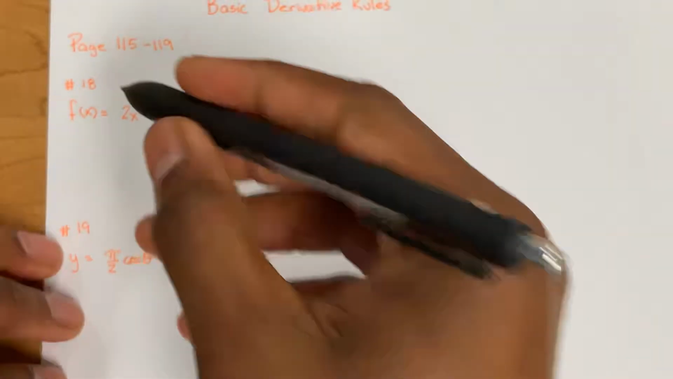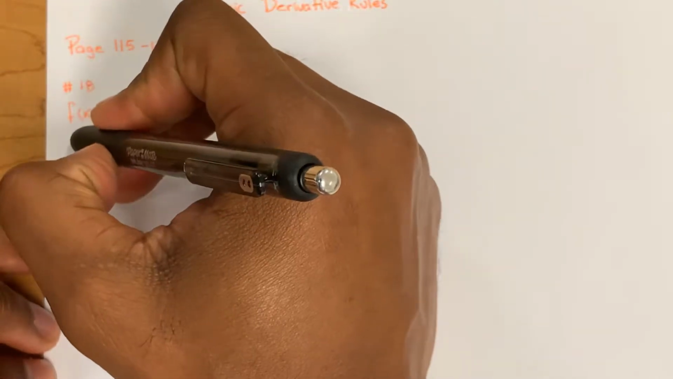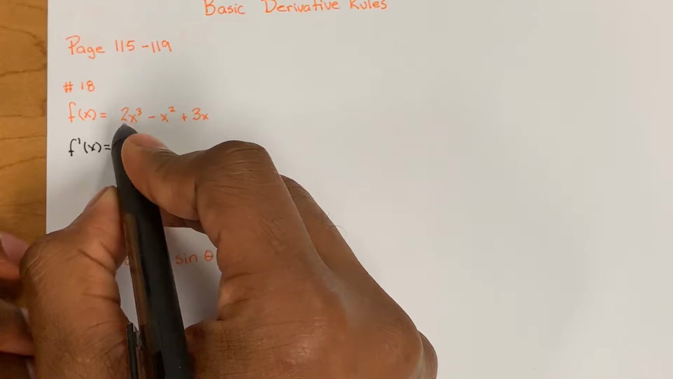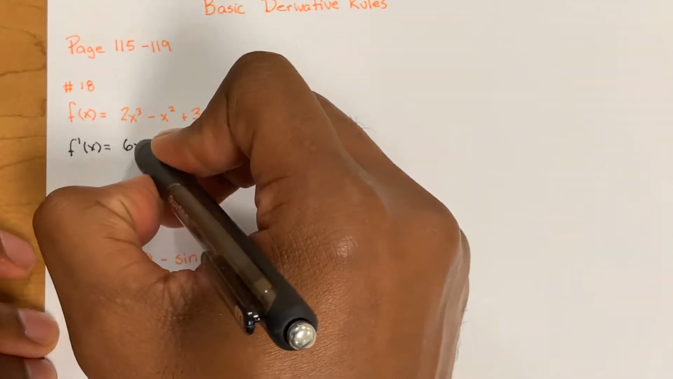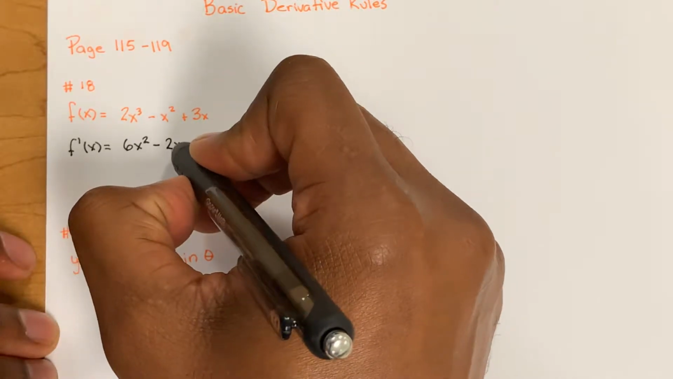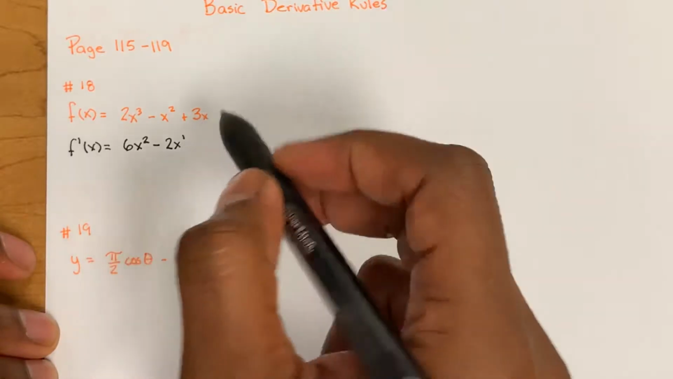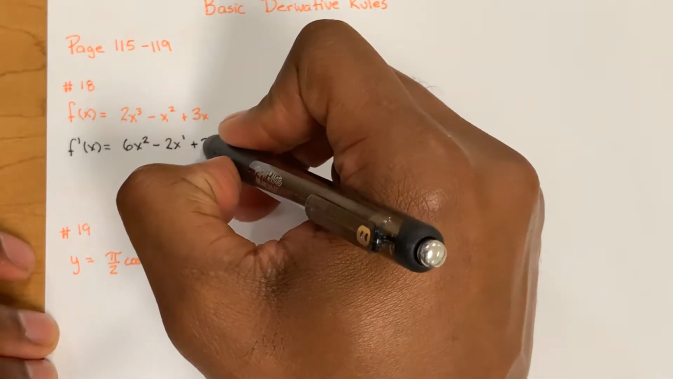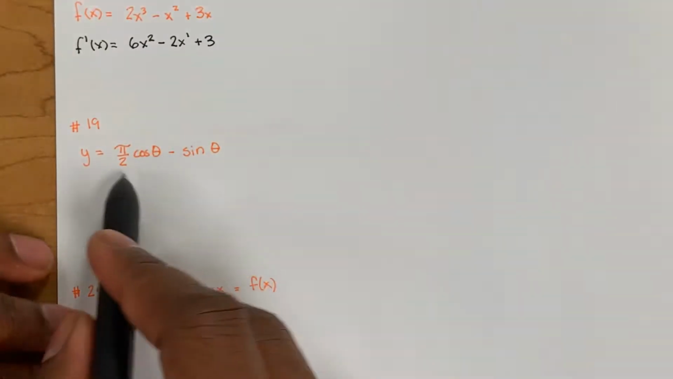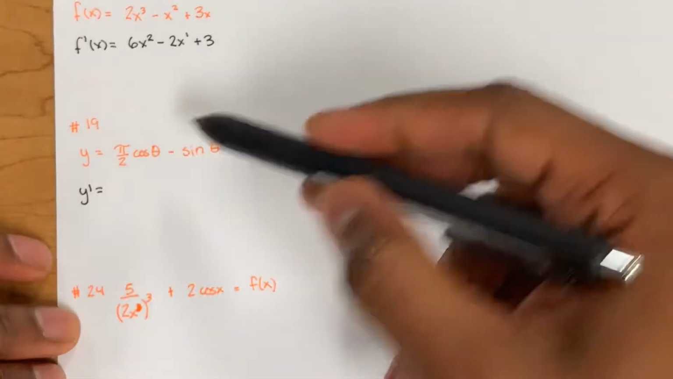So for number 18, all of these we're just finding the derivative. So for the first term, we multiply 3 times 2. We get 6x squared minus, we multiply 2 to the front, we get 2x to the first. And then the derivative of a line is just the slope, so that's just going to be plus 3. And that's our derivative.